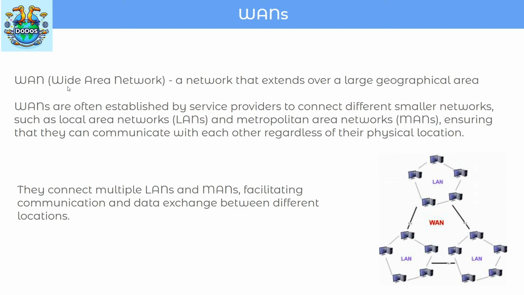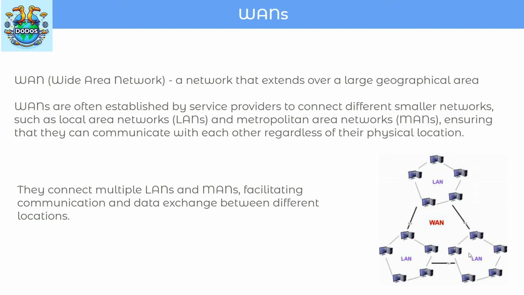WANs. So WAN, wide area network, is a network that extends over a large geographical area. They're like the biggest network, right? WANs are often established by service providers to connect different smaller networks, such as local area networks and metropolitan area networks, so LANs and MANs, ensuring that they can communicate with each other regardless of physical location. So the WAN's job is just to connect multiple LANs and MANs, and it allows communication and data exchange between the different locations.